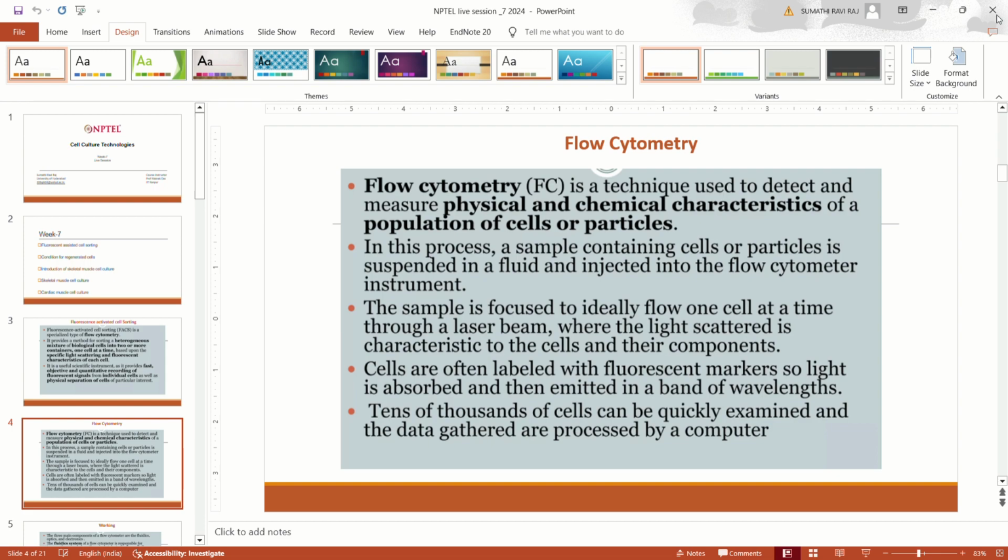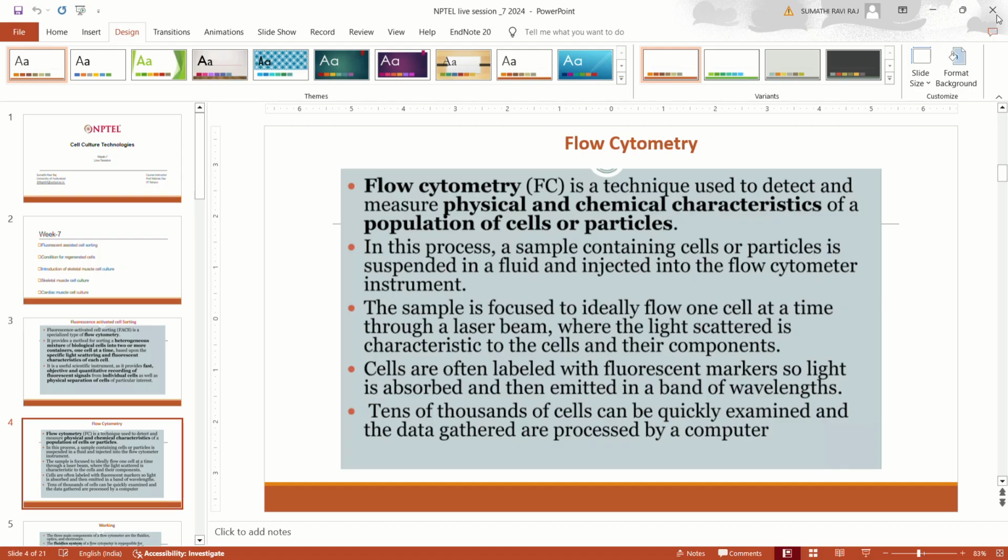In this process, a sample containing cells or particles is suspended in a fluid and injected into the flow cytometry instrument. So like in FACS, where you prepare your cell sample, not only cells, you can also use a different mixture of organelles, or a different mixture of proteins, or whatever you want to separate the different particles. You have to suspend it in a fluid so that each cell or each particle is separate from each other, and this will be injected into the flow cytometry instrument.